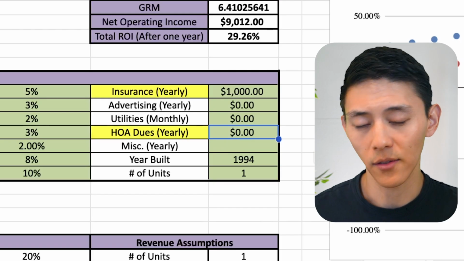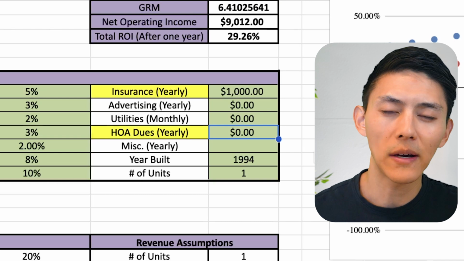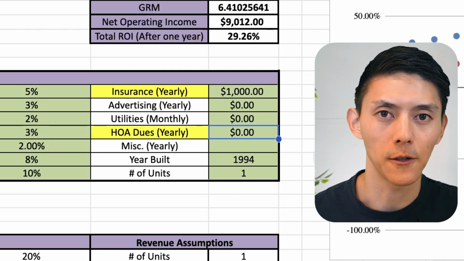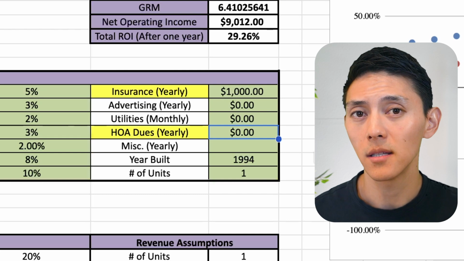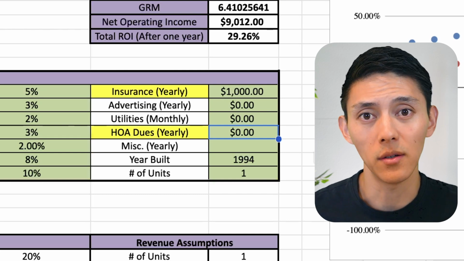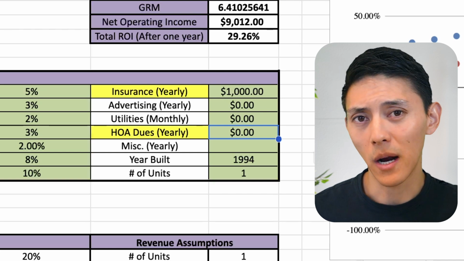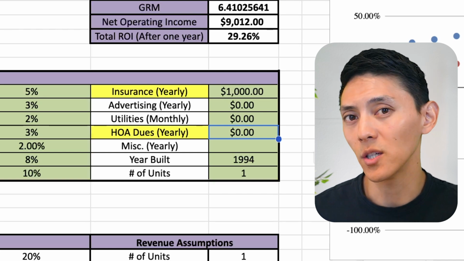HOA dues, again, these are for the homeowners association dues. Most single family homes don't have HOA dues, or if they do, it's going to be very small, like $100 or $200 a year. Whereas condos and townhouses would typically have pretty high HOA dues, sometimes in the $500 range, upwards of $1,000 a month. So when you're looking at properties, really pay attention if there are HOAs and how much the dues are.